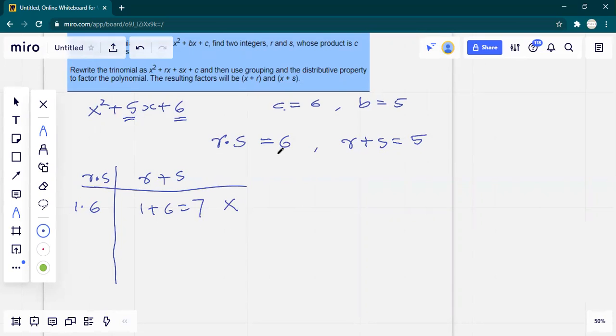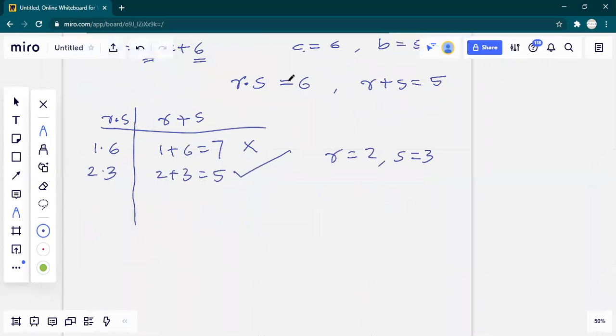Next factorization is the 6 can be factored as 2 times 3. So 2 plus 3 is equal to 5. So 5 is the middle coefficient b. So it works. We can stop once we get a solution. So here the value of r is equal to 2, s is equal to 3. So the resulting factors are x plus r and x plus s, but we will do it systematically.